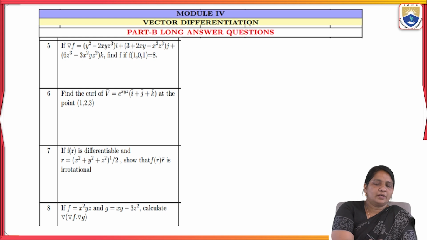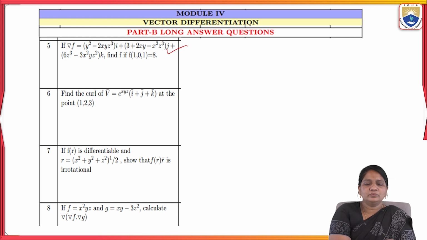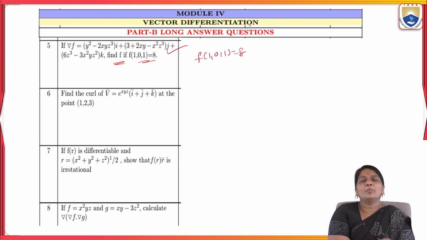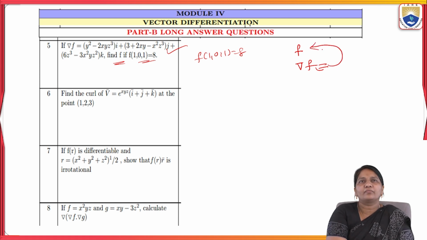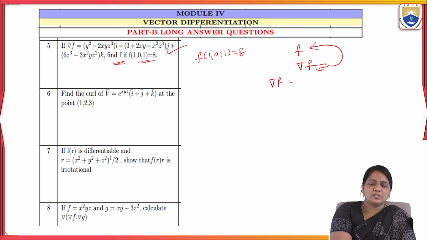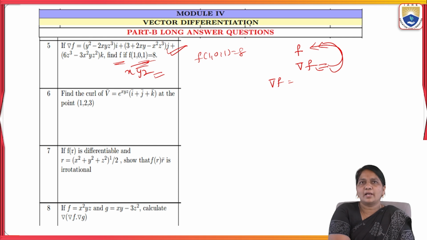And here if del phi equal to this value, find f value and f of (1, 0, 1) equal to 0. So in all previous problems they gave the f value and asked to calculate the del phi value. Now they gave it in reverse. So they gave the del phi value, del f value. From that you are going to find the f value. So here del f is this function. So reversely you can calculate the f value. After then we can substitute x, y, z. Then it is going to show the 8.